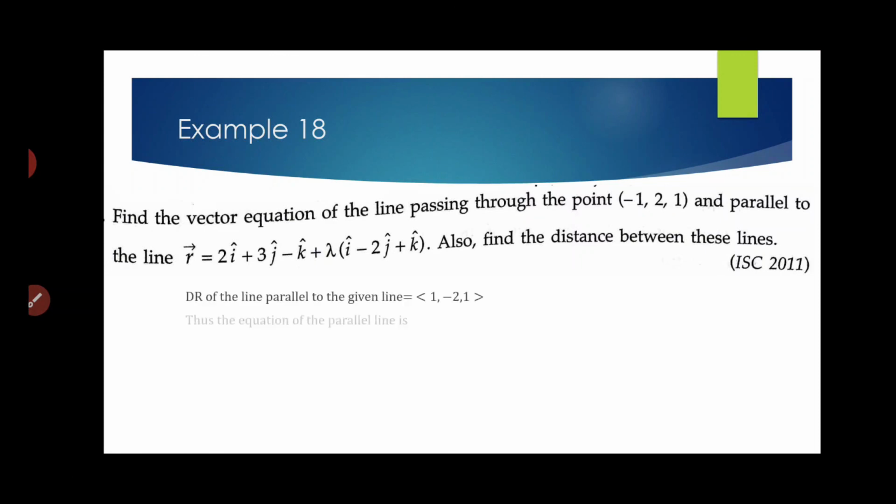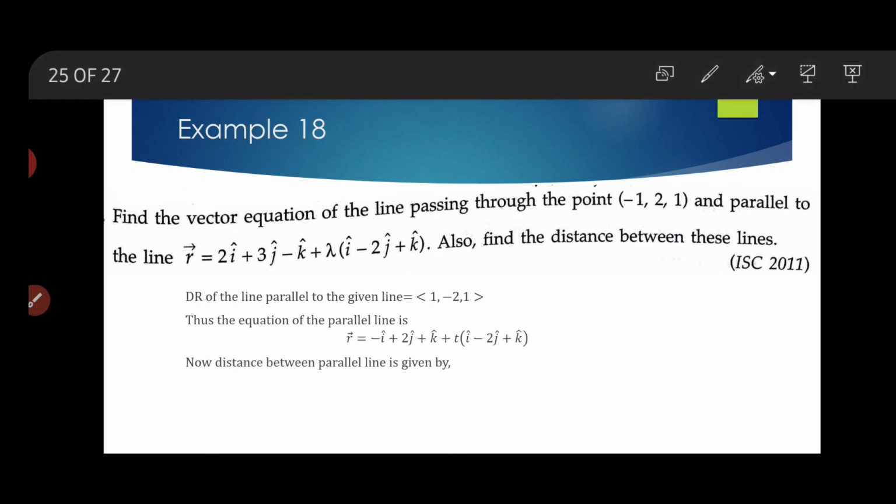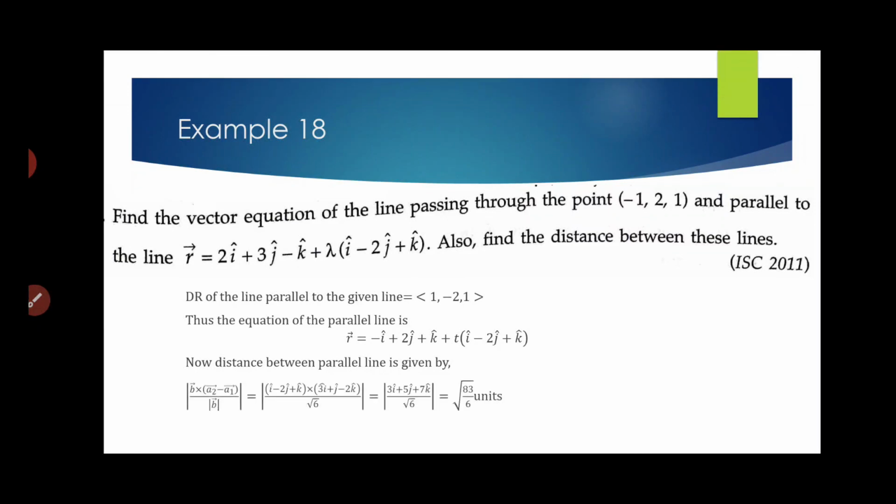So therefore, the parallel equation is given by this, and then I need to find out the distance between the two lines. Now these are the two parallel lines, so the distance between the two lines is given by mod of B cross (A2 minus A1) by mod B.